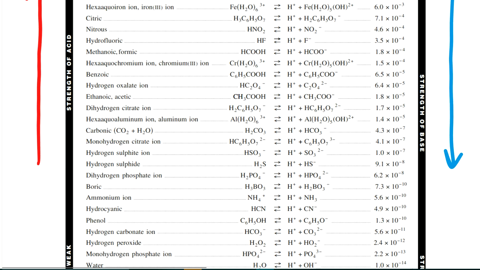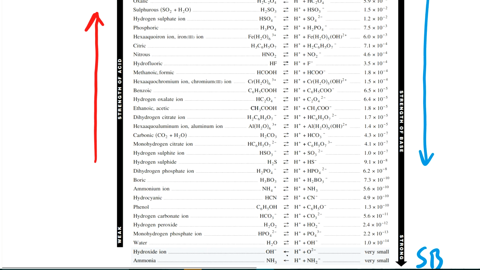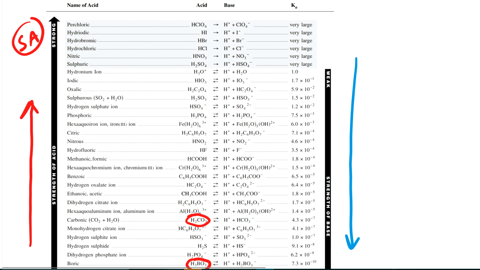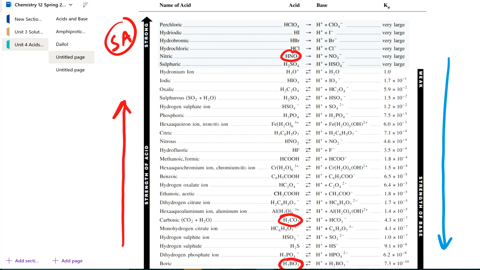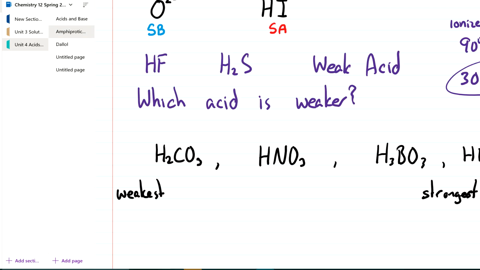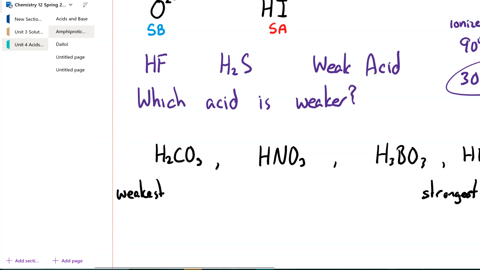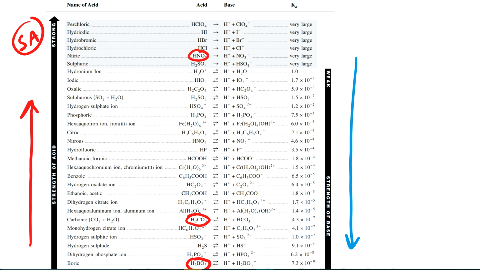So we had H3BO3, sorry. We have H2CO3. We had HNO3, and HNO2. That's what it was. I kind of confused myself there. So HNO2. So where's HNO2? Okay. So remember, the acids go strongest at the top and get weaker as they go down.